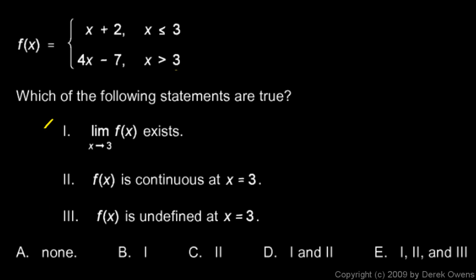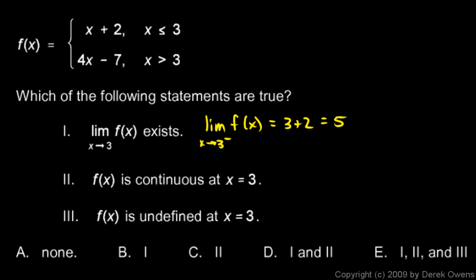So let's look at them one at a time. Number 1, the limit as x approaches 3 of f of x exists. Well, let's think about the limit as x approaches 3 from the left. If x is a little bit less than 3, then it's going to be given by this top expression, so that's going to be 3 plus 2, which is 5.